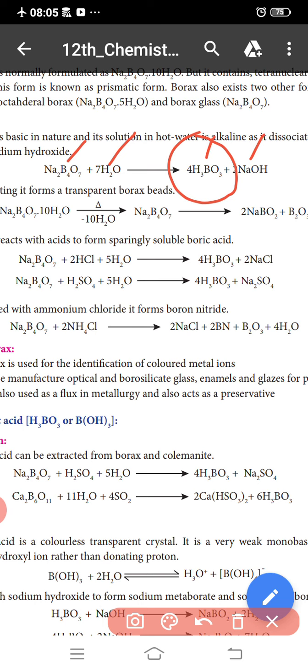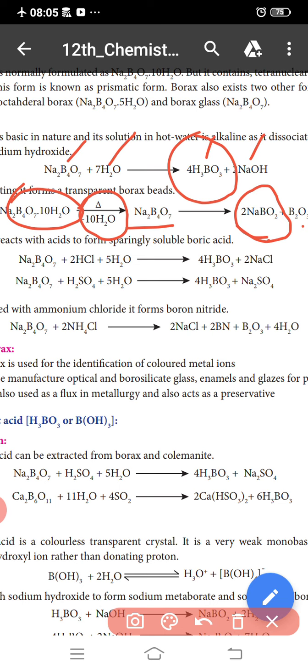The next one, on heating. On heating, it forms a transparent borax bead. This is the borax bead, sodium metaborate and boron oxide. This is the heating property.